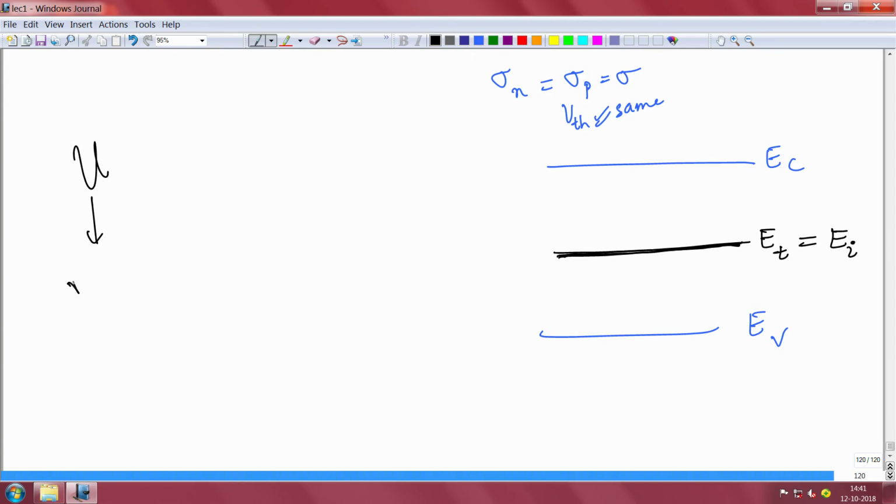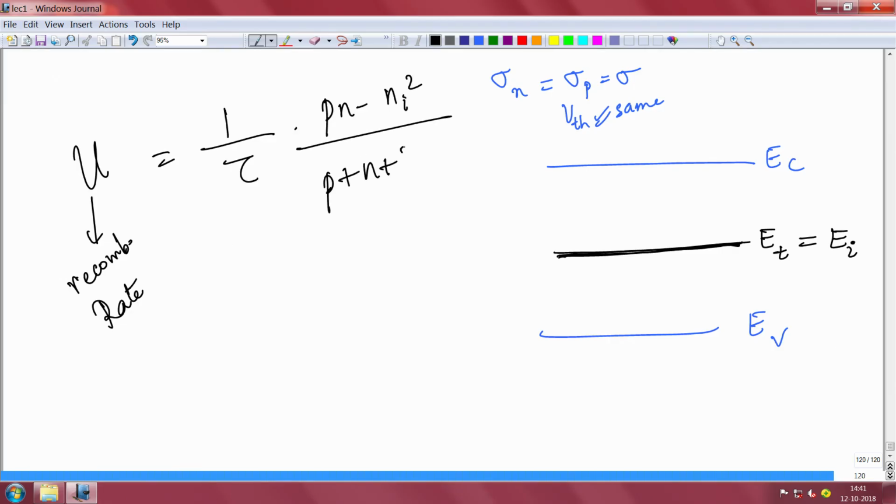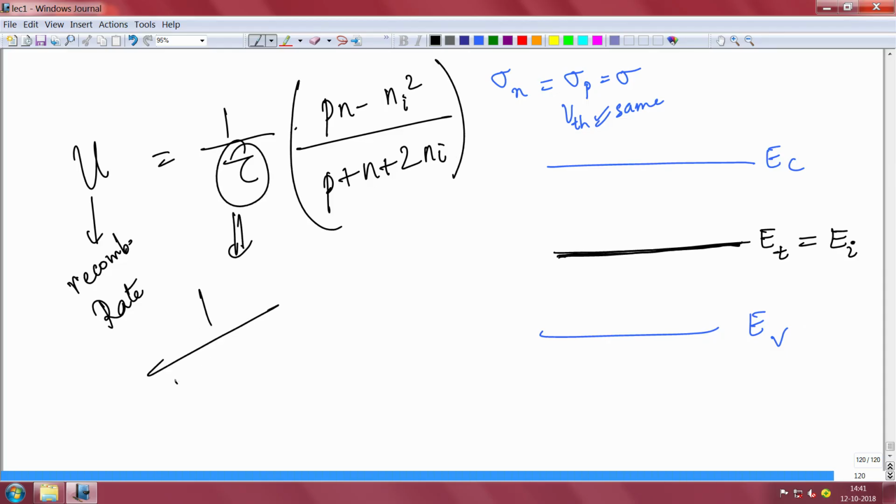This is your total recombination rate U, equal to 1 by tau into (pn minus Ni square) by (p plus n plus 2 Ni). Ni is the intrinsic carrier concentration, and tau, as I told you, is given by 1 by sigma Vth Nt. So if your tau is large, which is a large lifetime, then your recombination rate is small, it will recombine slowly. If your tau is very small, say nanosecond or picosecond, then your recombination rate is faster, it will recombine too fast.